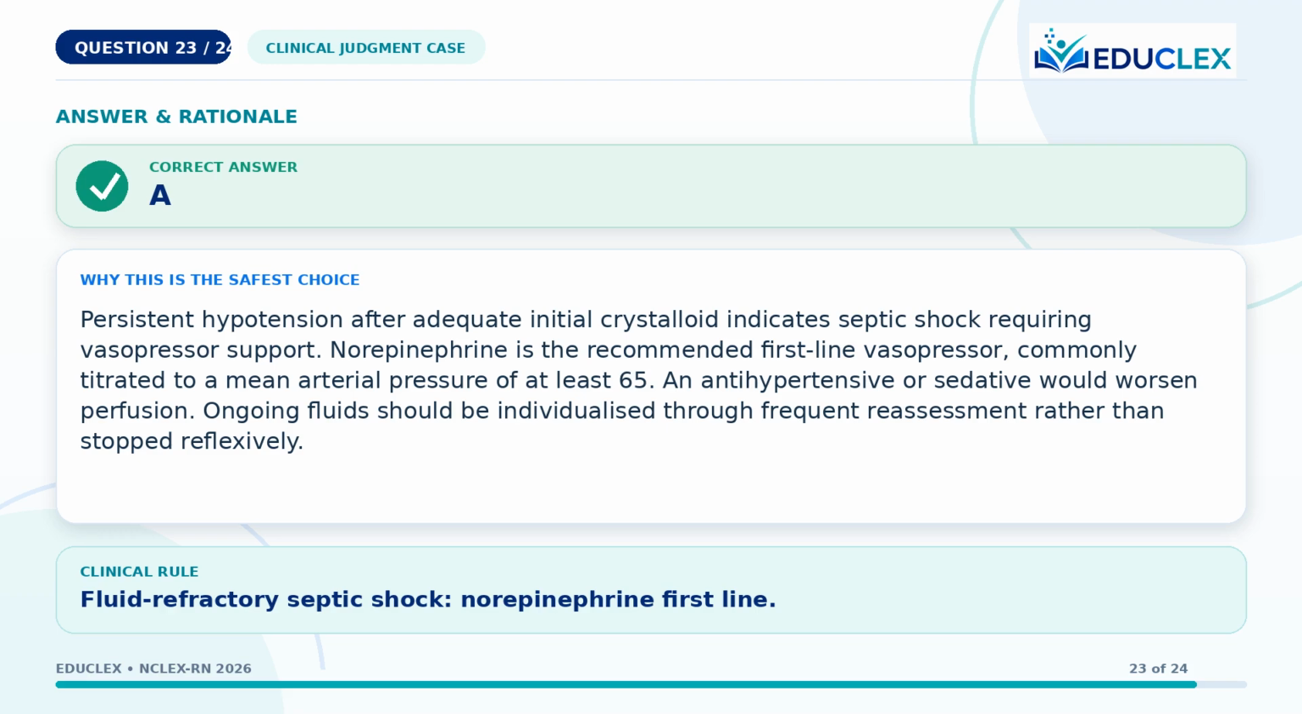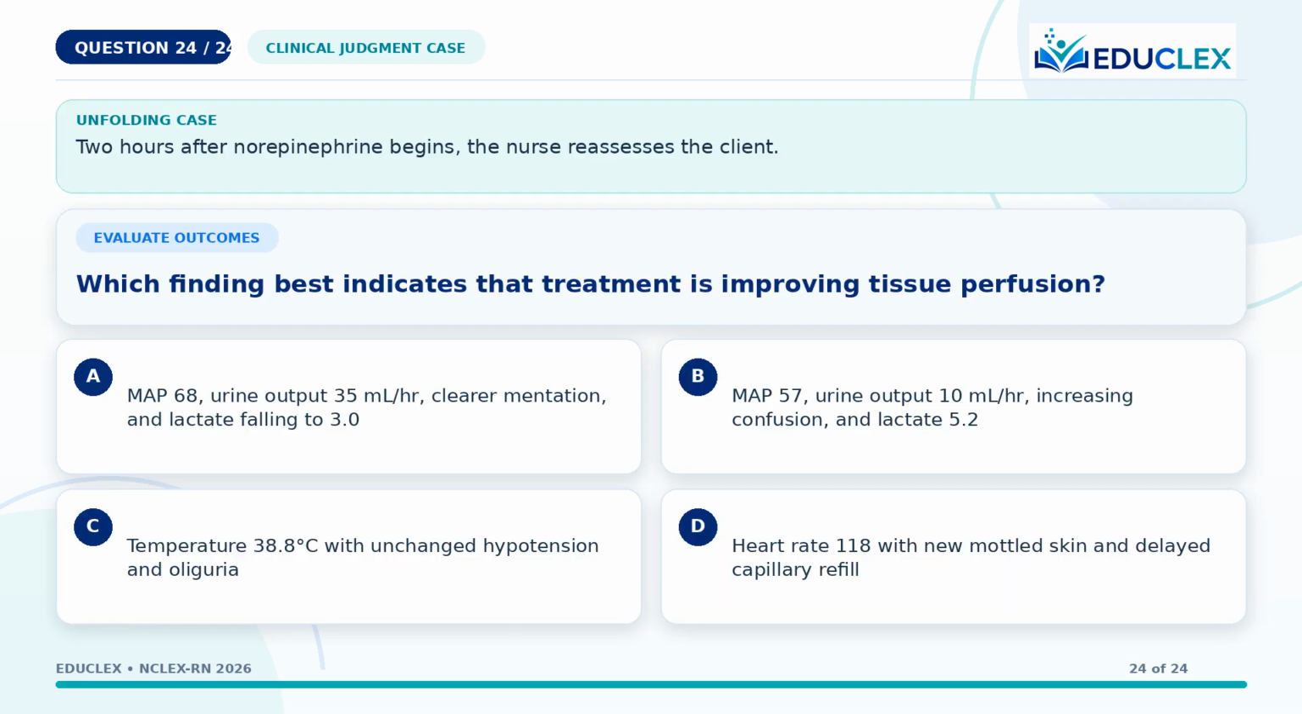The correct answer is A, persistent hypertension after adequate initial crystalloid indicates septic shock requiring vasopressor support. Norepinephrine is the recommended first-line vasopressor, commonly titrated to a mean arterial pressure of at least 65. An antihypertensive or sedative would worsen perfusion. Ongoing fluids should be individualized through frequent reassessment rather than stopped reflexively. Question 24. 2 hours after norepinephrine begins, the nurse reassesses the client. Which finding best indicates that treatment is improving tissue perfusion?